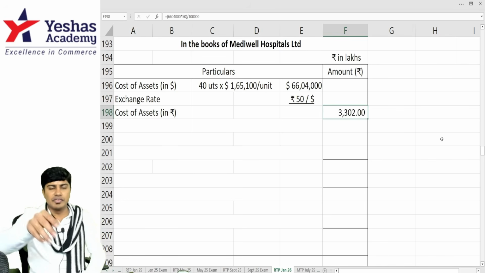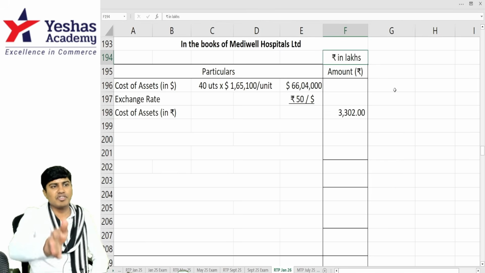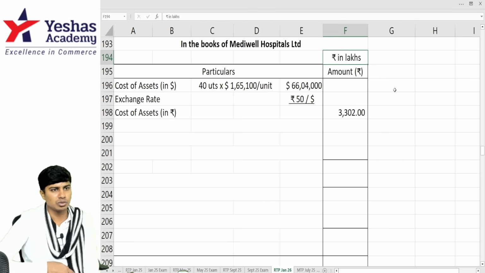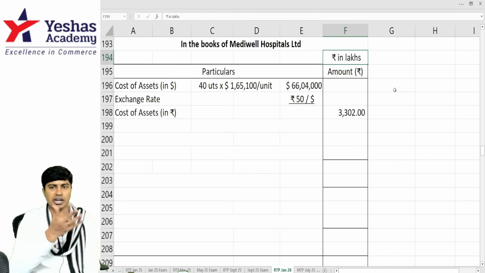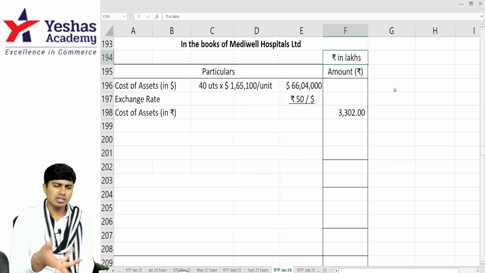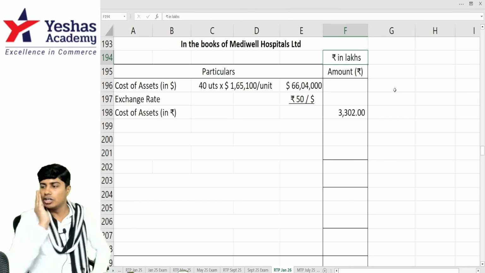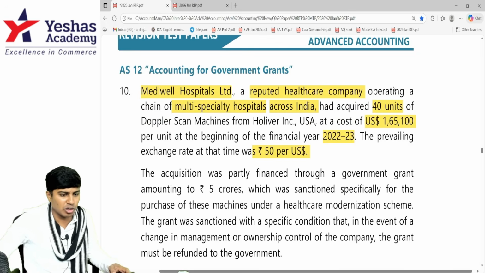Basically, I'm writing it in lakhs. If you eliminate 5 zeros, you get 3,302. If you write so many zeros, it will be difficult to complete the answer, and if you make one mistake somewhere you'll end up getting 0. So it's better to write in lakhs. So I've written it as 3,302 lakhs, the cost incurred for purchase.